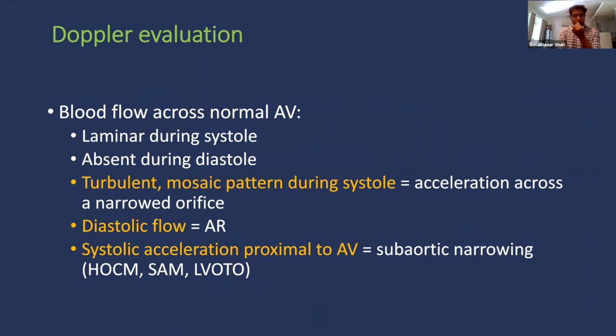In Doppler evaluation, remember the blood flow across the normal aortic valve is always laminar during systole and absent during diastole. If it is present in diastole, that's the aortic incompetence. Or a turbulent mosaic pattern during systole indicates acceleration across the narrow orifice, whereas if there is a systolic acceleration proximal to the aortic valve, that will indicate some subaortic narrowing.